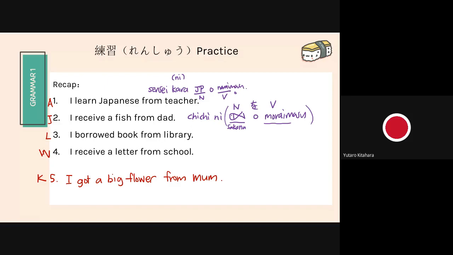Okay, did somebody type something? Watashi wa haha ni oki hana wo moraimasu. Correct. I read on Kali's answer first. Haha ni, oki hana wo moraimasu. Receive big flower. Okay. So if you receive two things, you just add. If you receive a big house and a fast car, anything. A to B wo moraimasu. Okay. Lisa, when you're ready.